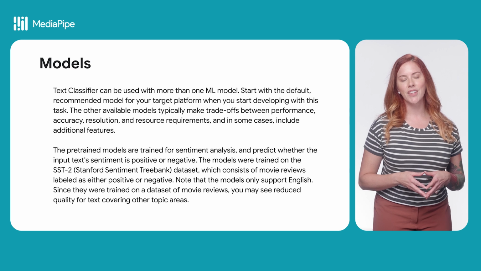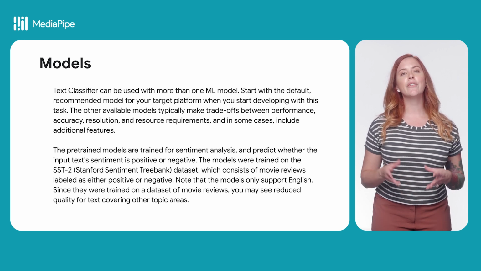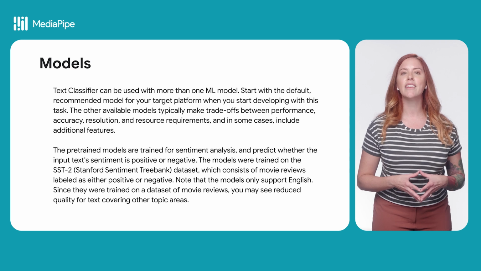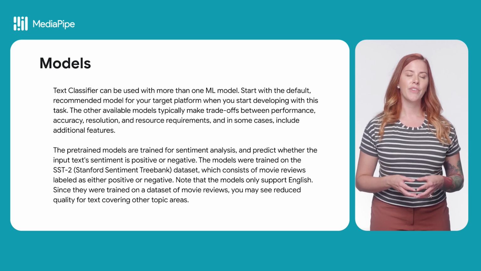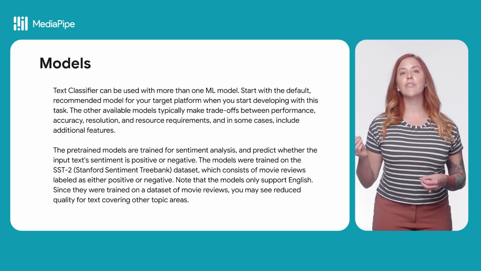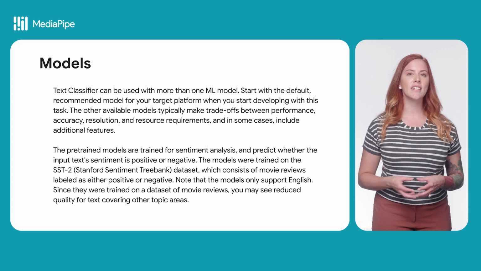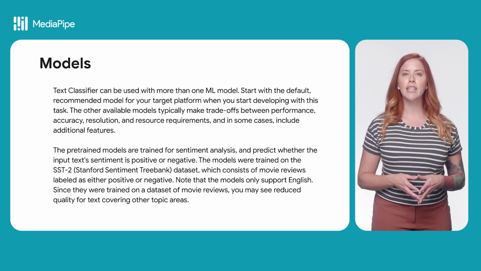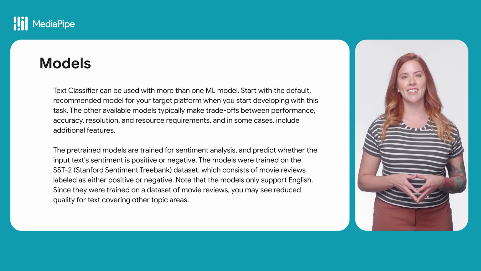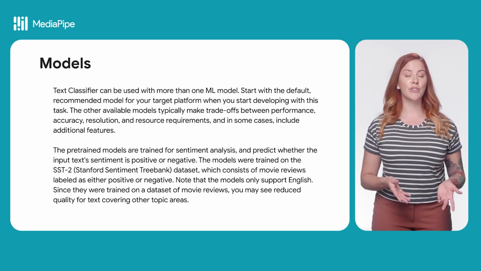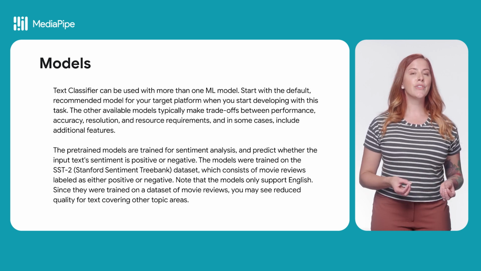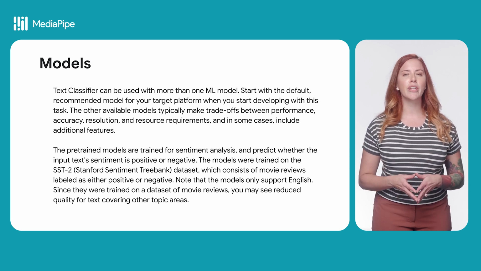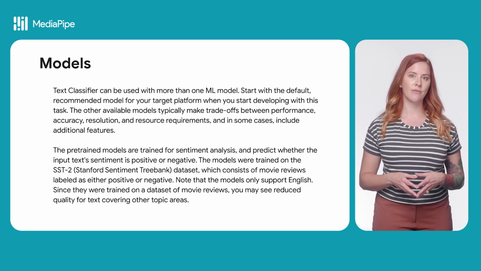To get started using the text classification task for the web, we will first take a look at the available models. The pre-trained models are trained for sentiment analysis and predict whether the input text sentiment is positive or negative. The models were trained on the Stanford Sentiment Tree Bank, or SST2, dataset, which consists of movie reviews labeled as either positive or negative. Note that the models only support English. Since they were trained on a dataset of movie reviews, you may see reduced quality for text covering other topics.